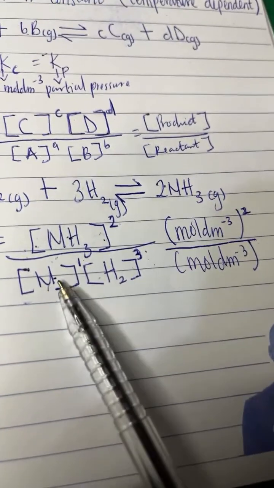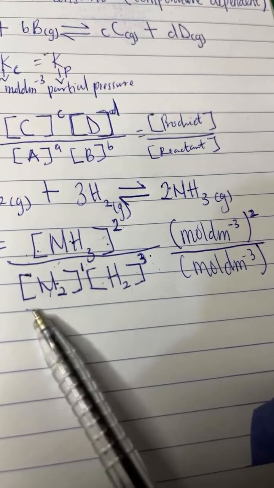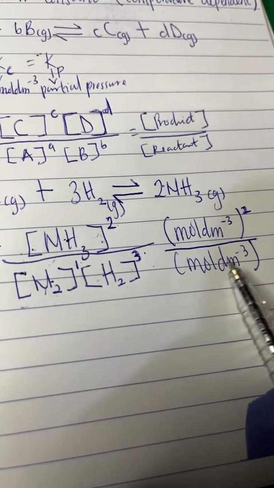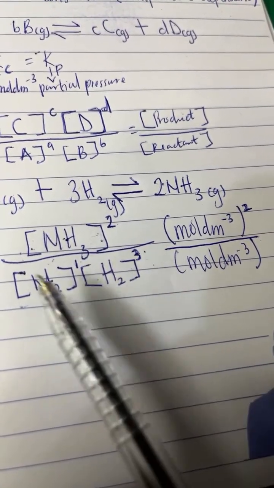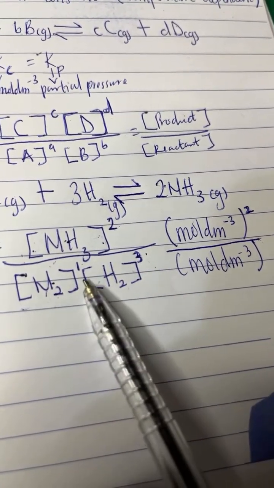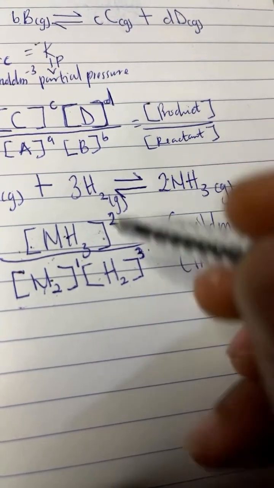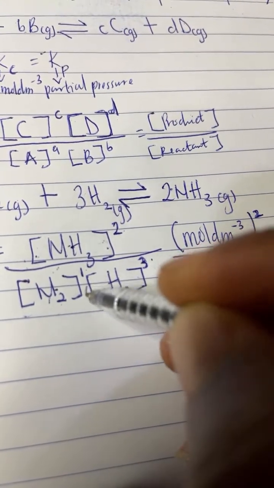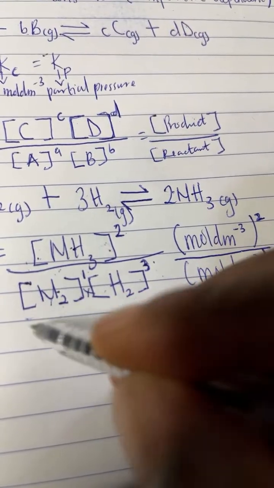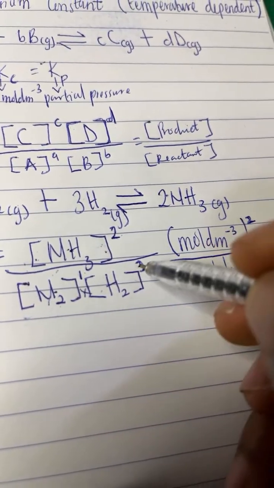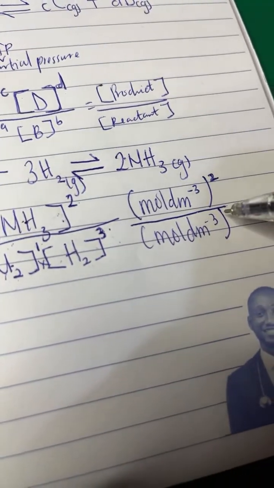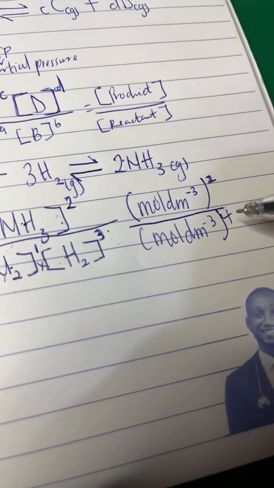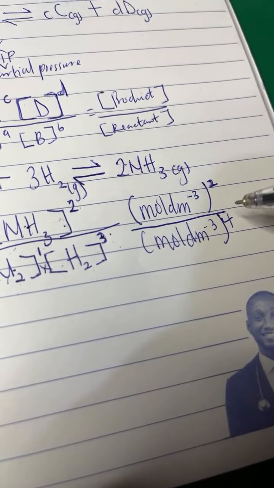Both of them have the same unit, moles per dm cube, so that's why I've already written moles per dm cube. So now you can see the base. You can see the powers. The powers are different, 1 and 3. And the sign between them is multiplication. So by the normal law of indices, if the two things have the same base, you need to add the powers. So 1 plus 3 will give us 4.